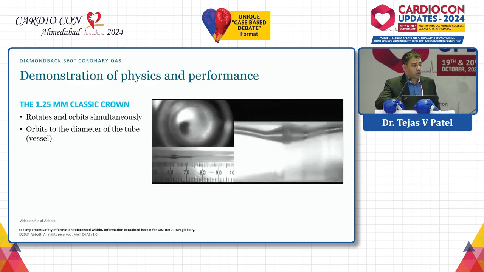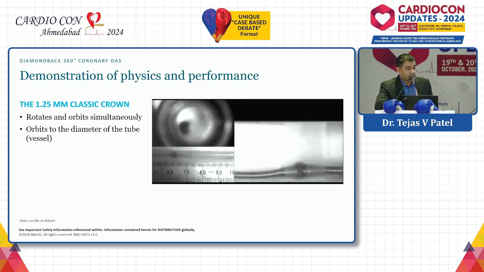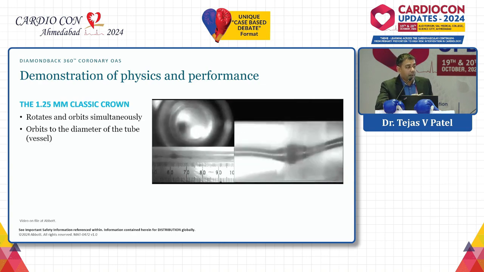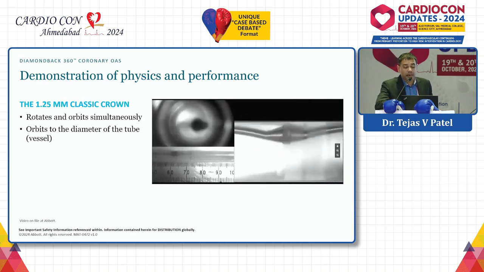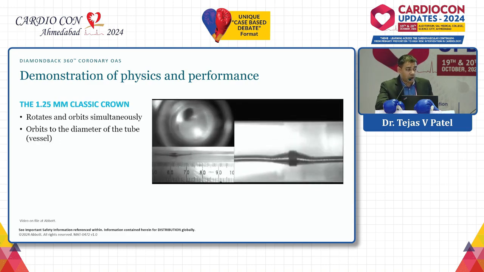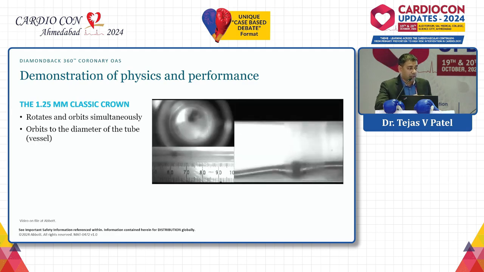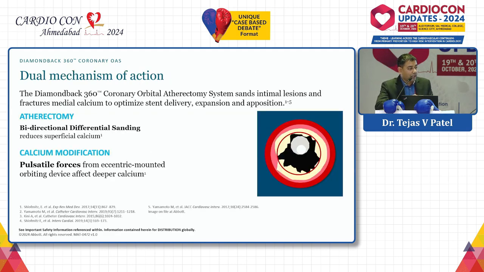And it does two things. One thing is rotation, and the second thing is it orbits. So when it orbits, it covers the entire diameter of that vessel. Here it is a 3 millimeter diameter plastic tube. So you can see it here, it rotates as well as it orbits against the wall of that tube. So it has a dual mechanism of action. One thing is it does debulking, that is the superficial calcium gets converted into microparticles, and that reduces the bulk of the calcium which is present there.